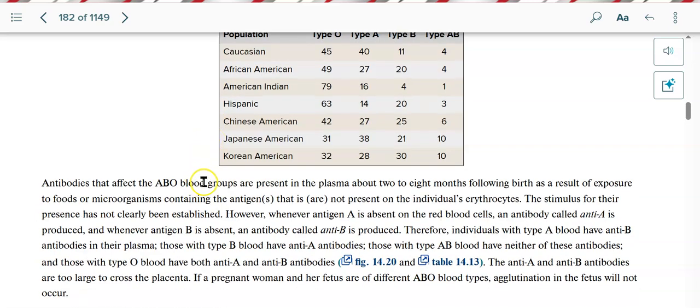Antibodies that affect the ABO groups are present in the plasma about 2 to 8 months after birth as a result of exposure to foods or microorganisms that contain the antigens that are not present on the individual's erythrocytes. So, in other words, if you have type A blood, you will develop antibodies against type B blood within a few months after birth.